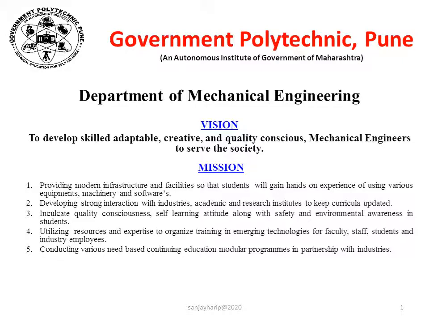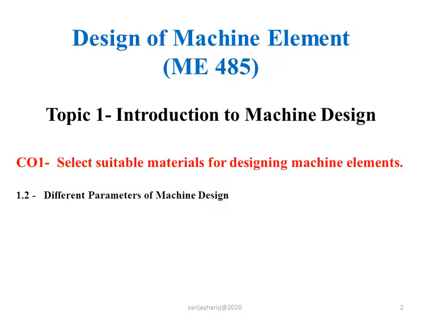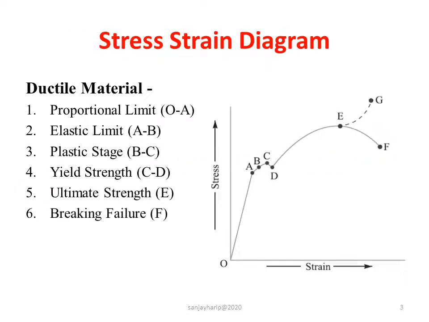In the last session, we covered different types of load and stresses and their examples. In this section, we will cover other important parameters which are required for design of machine. On screen, you are watching the stress strain diagram for ductile material.